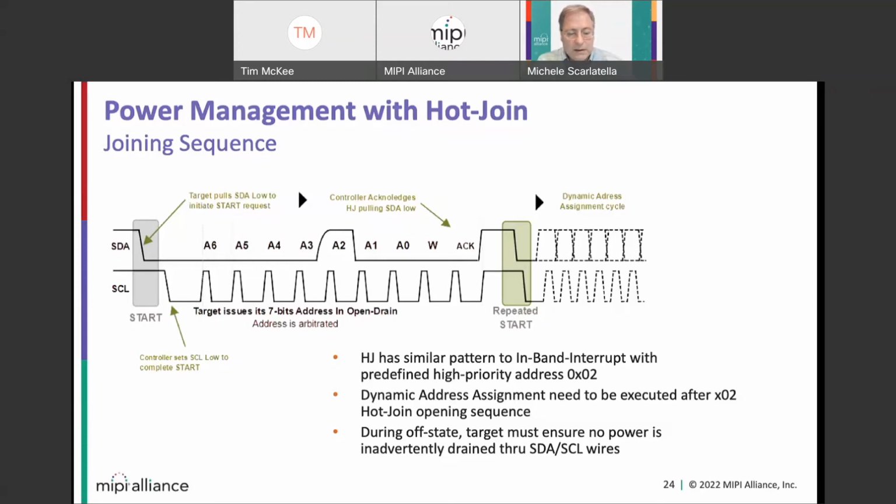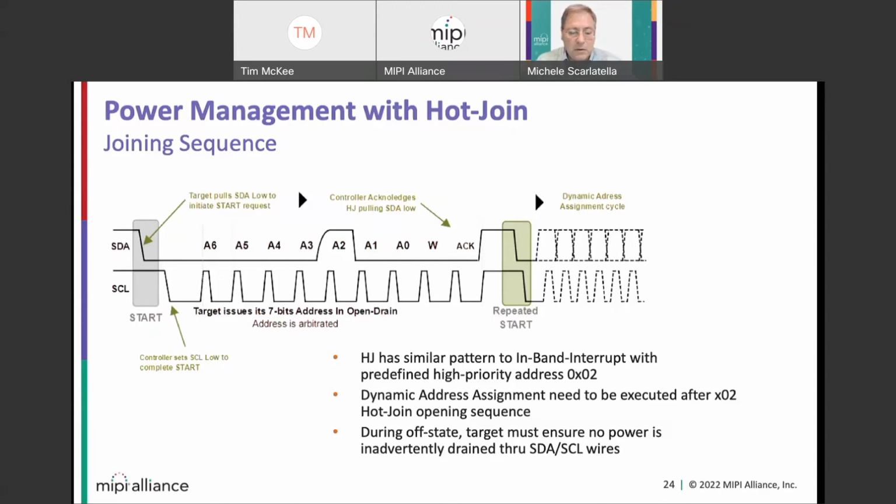Then the joining device does not have an address. So there is a reserved address, 0x02, and this is very high. Actually, it's the highest priority address, because the address part can be arbitrated. So if some other target is pulling the line low, it will win. This is the lowest one, because address 0 is not allowed in I3C, and same for 0x01. So this is the highest, let's say, inbound interrupt, that flags that it's a hot join request.